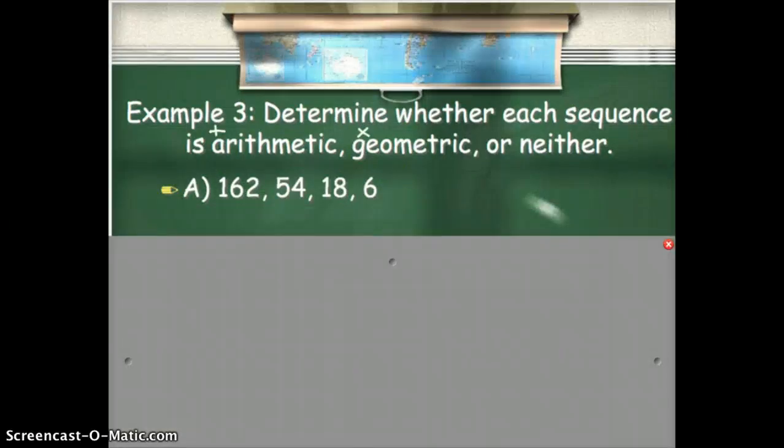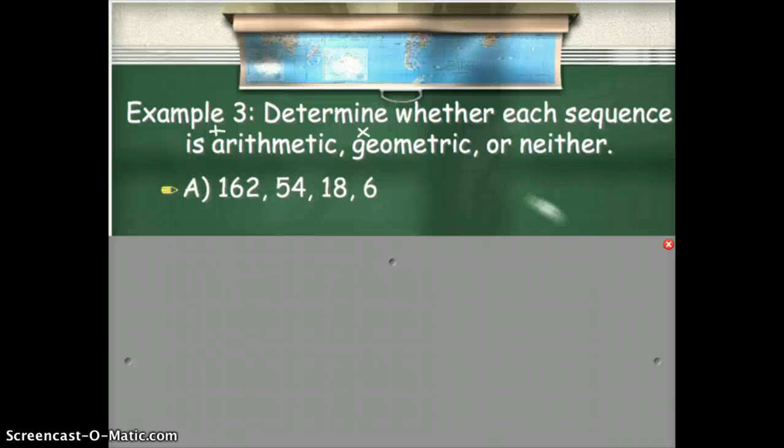162, 54, 18, 6. So I'm going to look: is there a common difference? Is there a common ratio? To get from 162 to 54, one thing I could do is subtract 108. But if I do 54 minus 108, I obviously do not get 18, so that's not arithmetic.